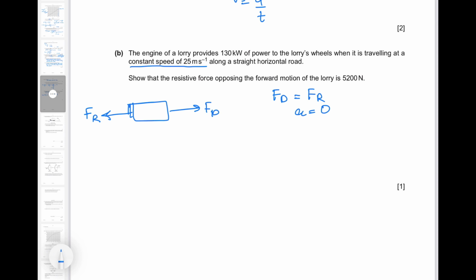So you can equate both of these, and this means when you use the formula power is equal to force multiplied by speed, you can use this formula to find both the driving force as well as the resistive force. So here you are given the power of the lorry, which is 130 kilowatts, divided by the constant speed, and this is equal to 5200 newtons.